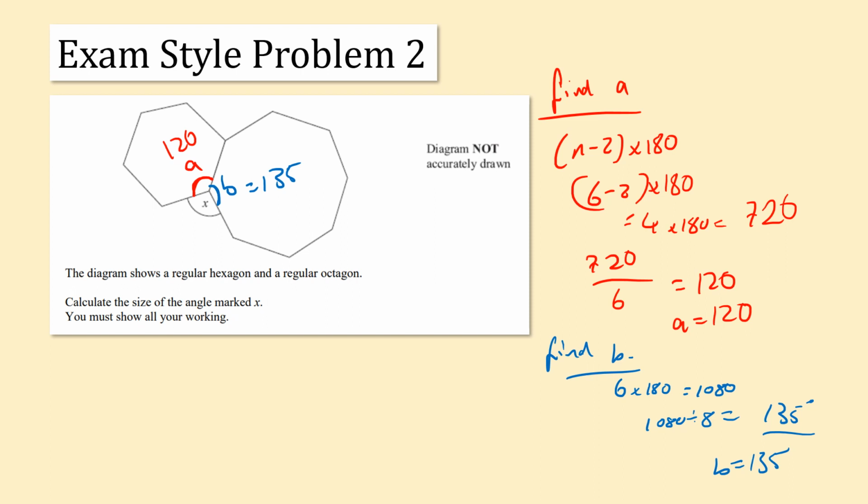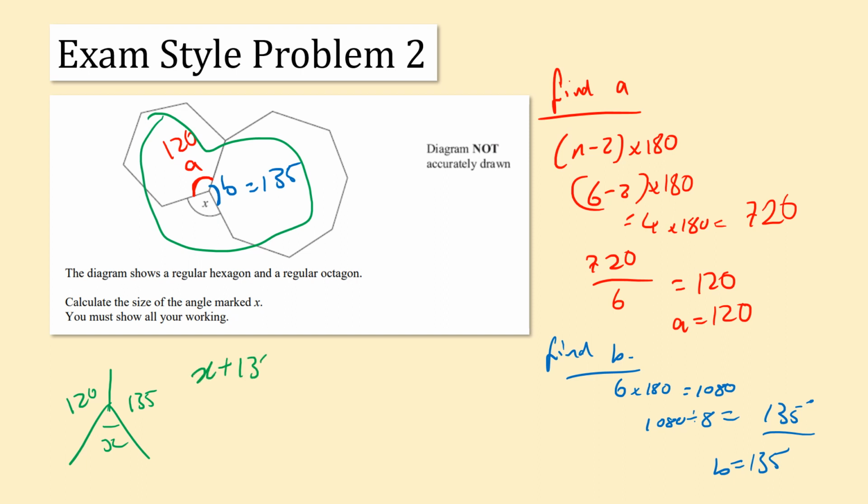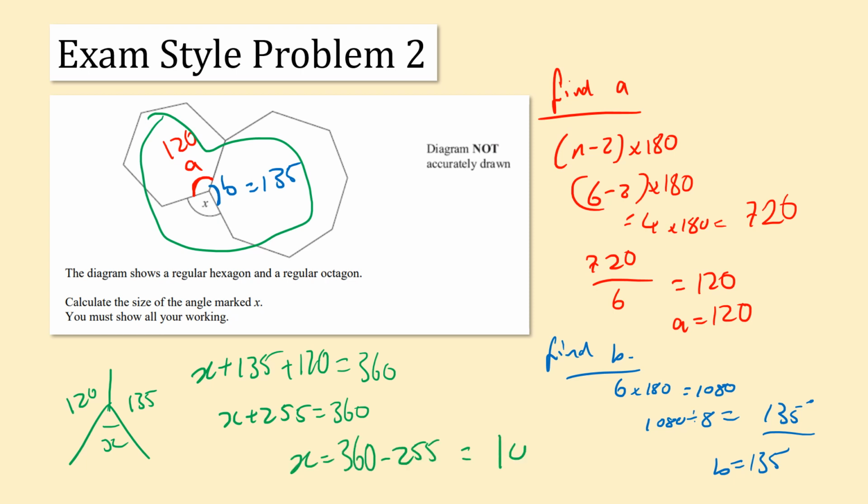I'm then going to extract this local situation, this bit just in the middle. So just thinking about that middle bit, we've got 120, 135, and x. And I know that x plus 135 plus 120 is equal to 360. 135 and 120 makes 255. So x plus 255 equals 360. So x is 360 take away 255, which is 105 degrees. Okay, there we go.